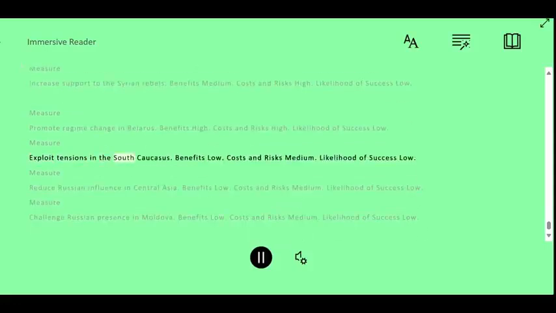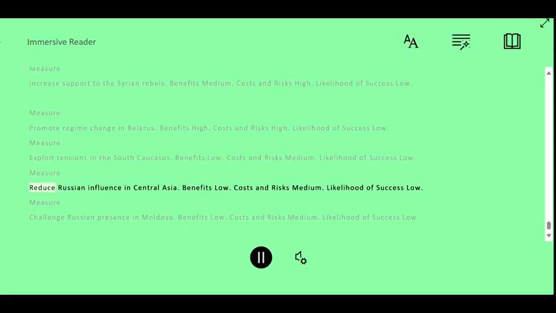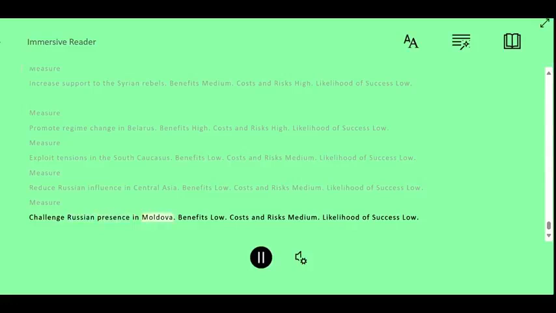Measure: exploit tensions in the South Caucasus. Benefits low, costs and risks medium, likelihood of success low. Measure: reduce Russian influence in Central Asia. Benefits low, costs and risks medium, likelihood of success low. Measure: challenge Russian presence in Moldova. Benefits low, costs and risks medium, likelihood of success low.